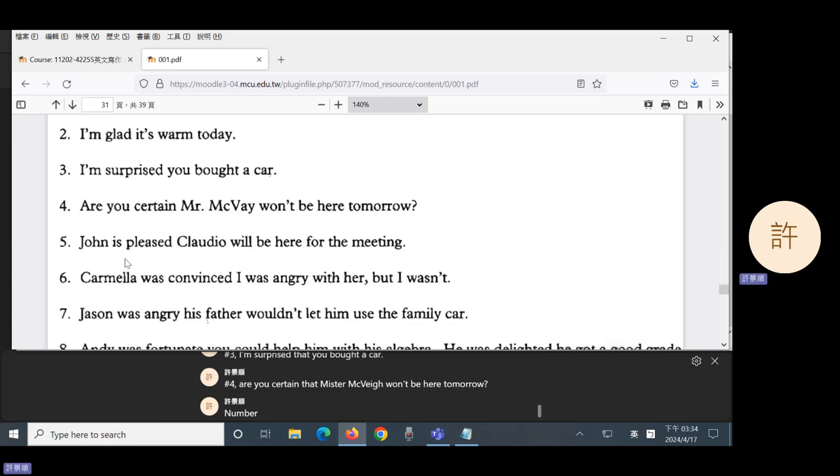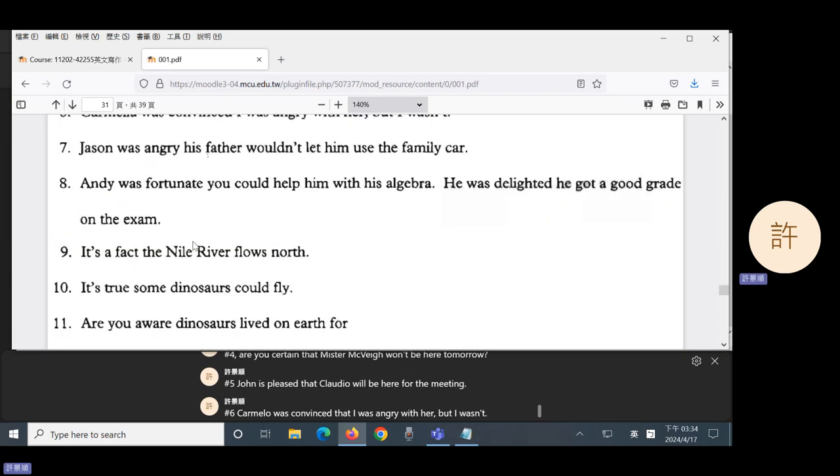Number five, John is pleased that Claudia will be here for the meeting. Number six, Carmela was convinced that I was angry with her, but I wasn't. Number seven, Jason was angry that his father wouldn't let him use the family car.